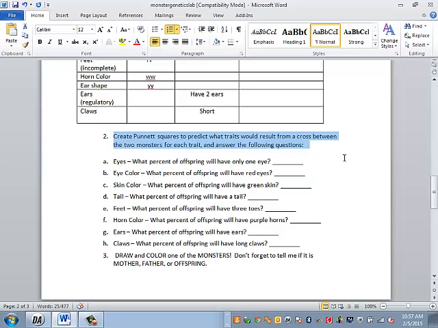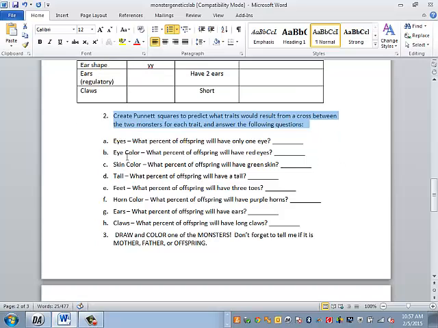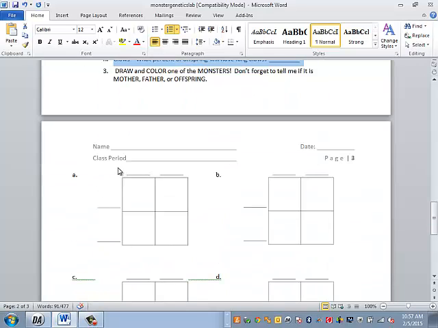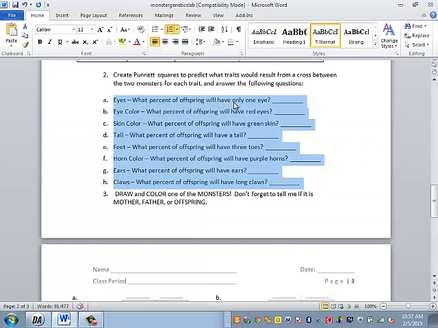Now, you don't have to do Punnett squares for every single one. You only need to do Punnett squares for these. So you only need to do a Punnett square for eyes. So what percent of offspring will have only one eye? So you take the mom's genotype and the dad's genotype and you put it here and you figure out the cross. And so after you do the Punnett square, then you should know what percentage of offspring will have only one eye.